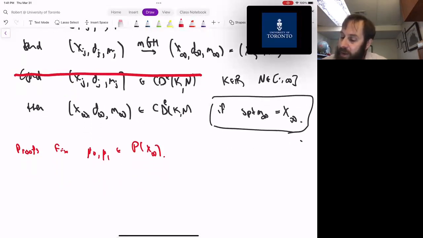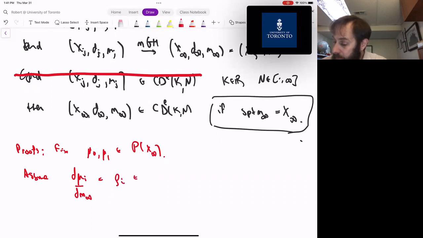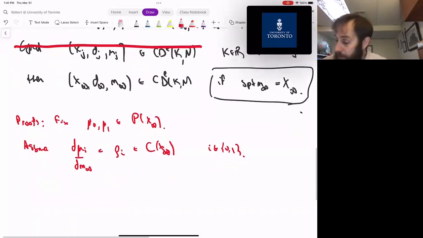And then I said, let's, for the first round, assume that both of these have continuous densities, because that's going to help the proof a little bit.